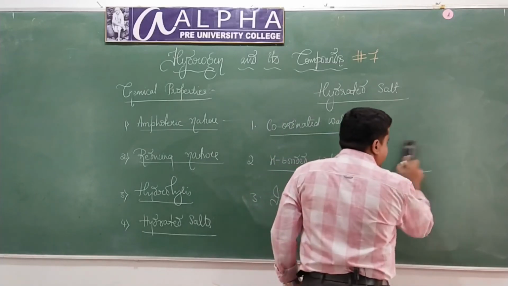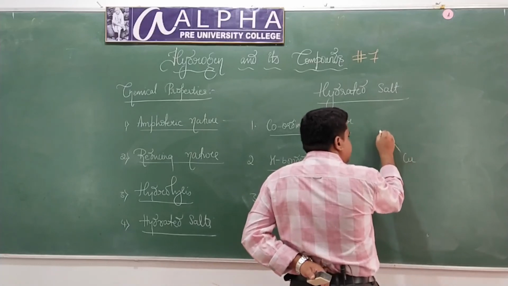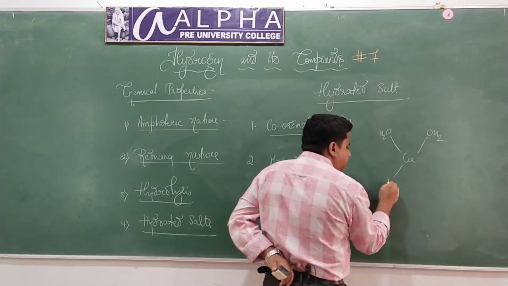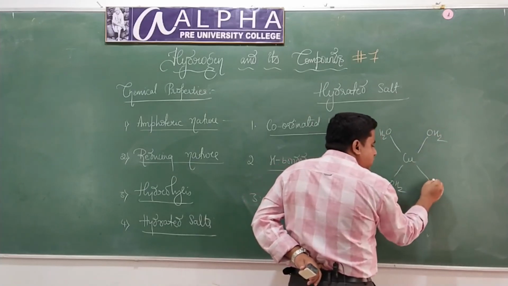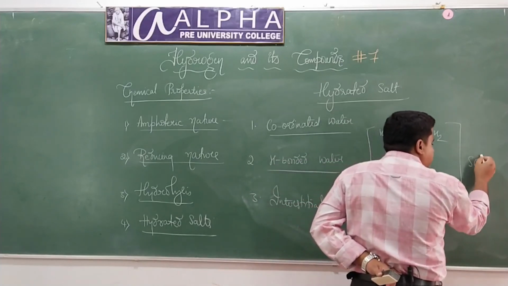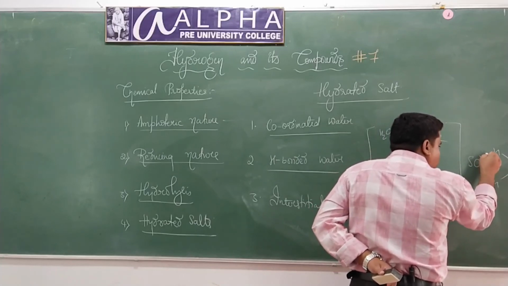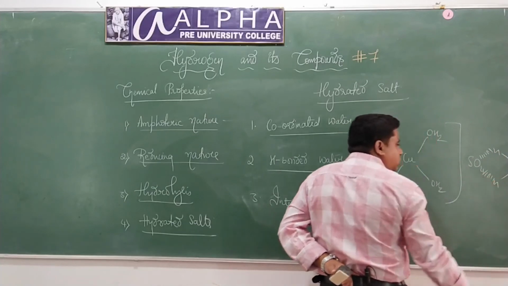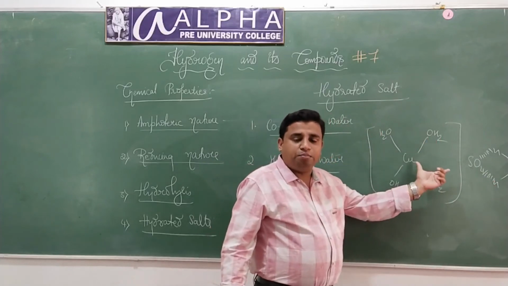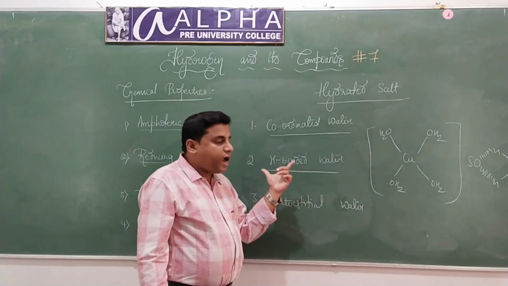So the structure is something like this. Look at the structure. 4 water molecules will form coordinate bonds with copper, and another water molecule will form a hydrogen bond with sulfate. Such hydrated salts are called hydrogen bonded water.